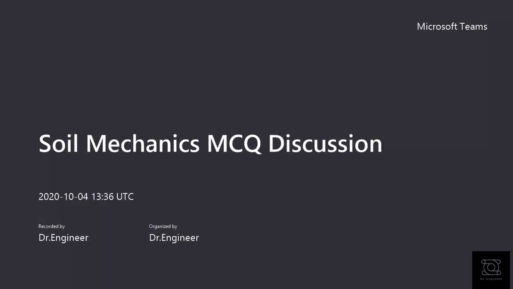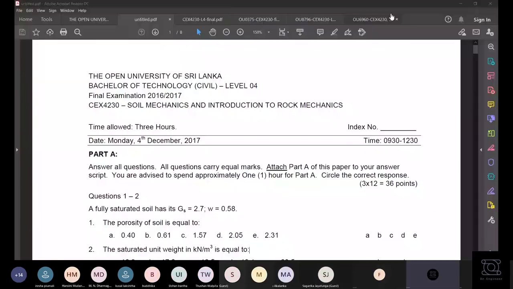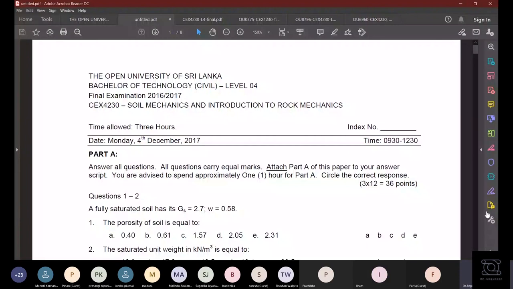Theoretically, right? So the DC paper. In the 2016-17 paper, the first and second questions are both based on fully saturated soil. In that case, the degree of saturation is 100%, and the water content and GS are given, right? The questions ask for porosity and saturated unit weight.